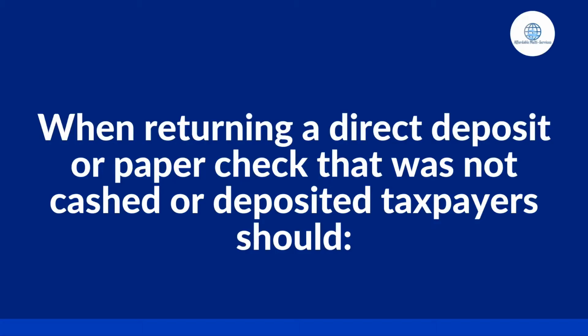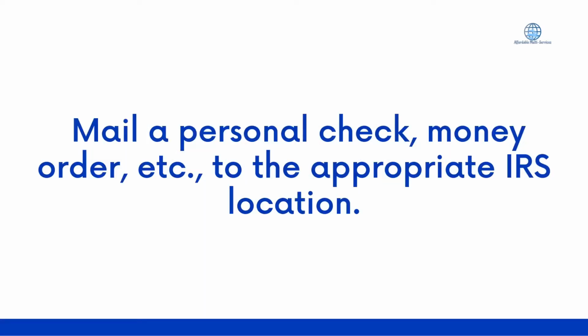And also, if you're returning a direct deposit, or a paper check that was not cashed or deposited, you will mail a personal check, money order, etc. to the appropriate IRS location also. So if you receive a paper check, on the back of the check, in the endorsement part, you will write void, and then you will mail that check immediately to the IRS location for where you live.